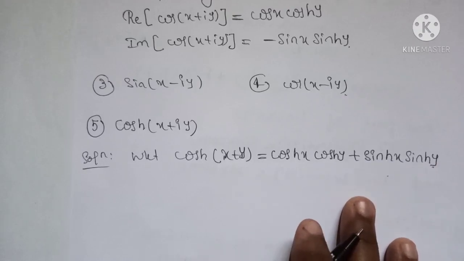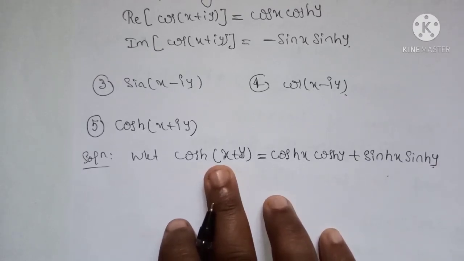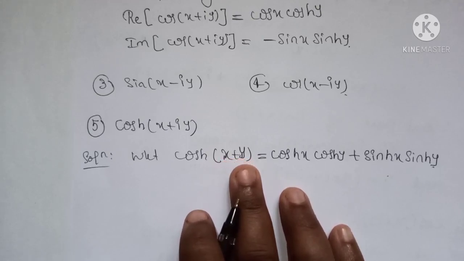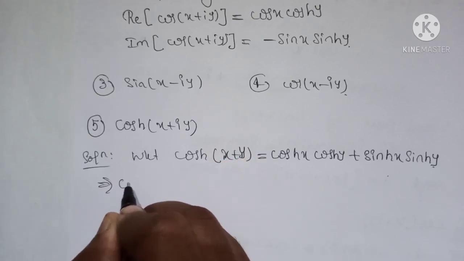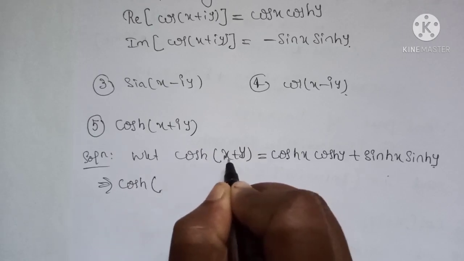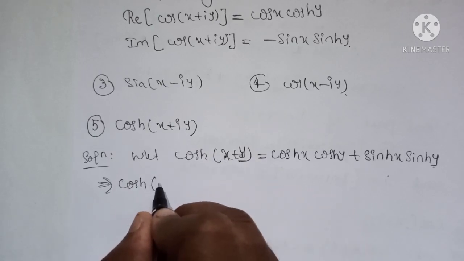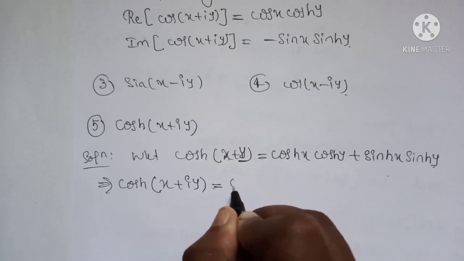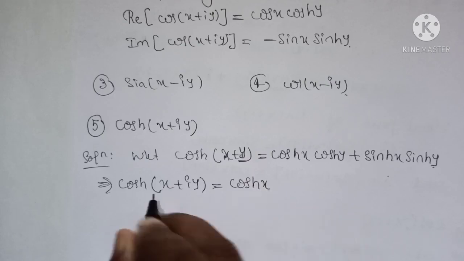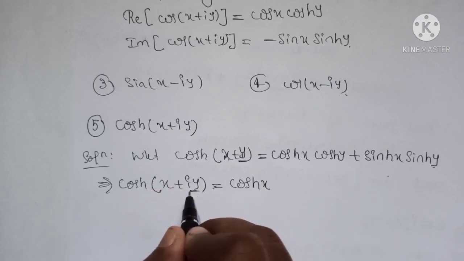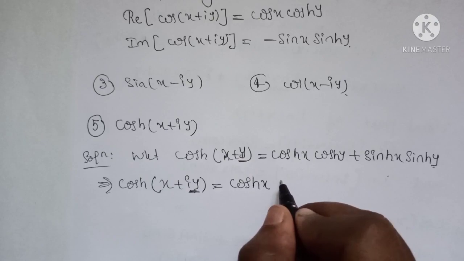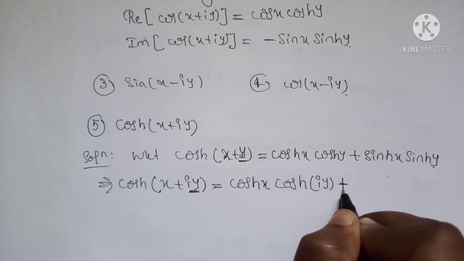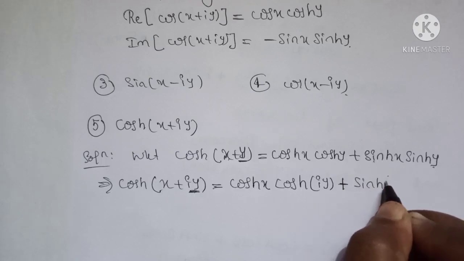This is by the formula of hyperbolic functions. Now here, replacing y by iy, cosh of x plus iy is written as cosh x as it is, this one as it is. In the place of y we have iy, therefore it is cosh iy, plus sinh x as it is.